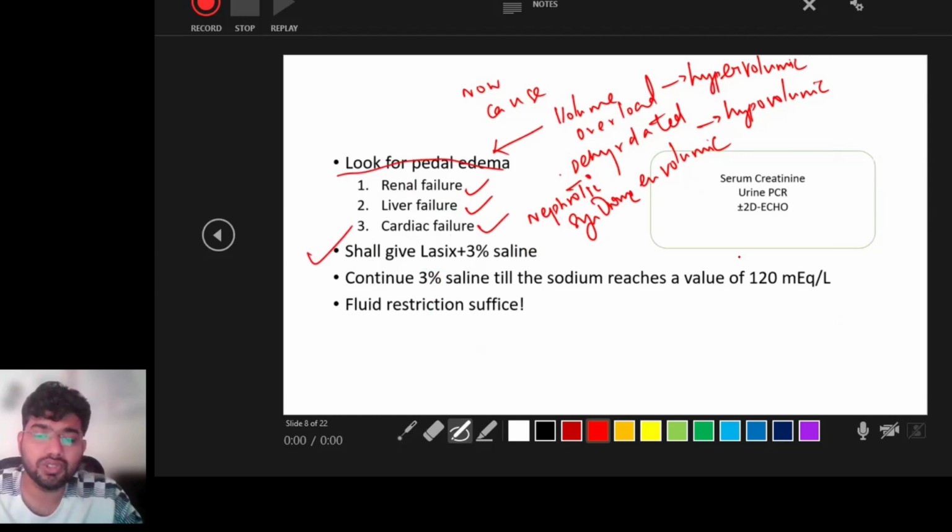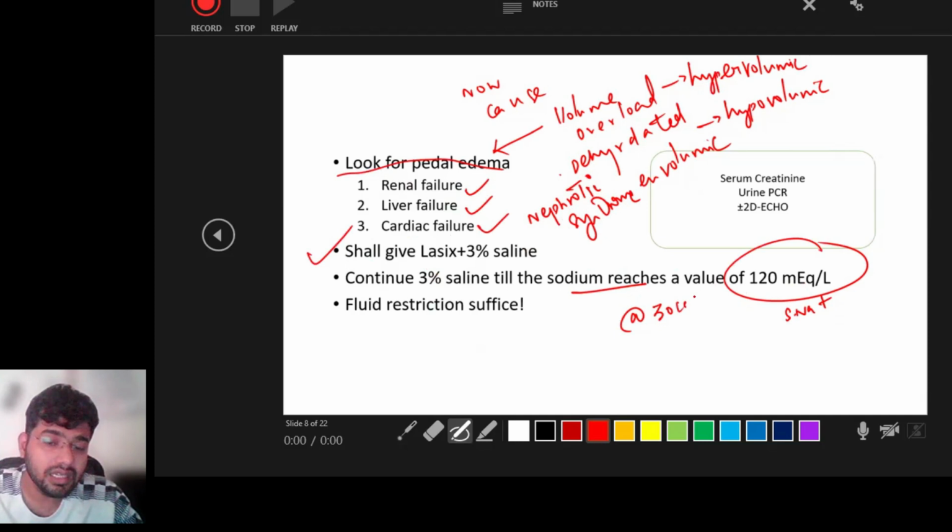Remember, 3% saline should be continued up to a maximum value of 120 milliequivalent per liter of serum sodium. After that only you have to stop, and 3% saline should be continued safely at 30 cc per hour. And fluid restriction along with this suffices.